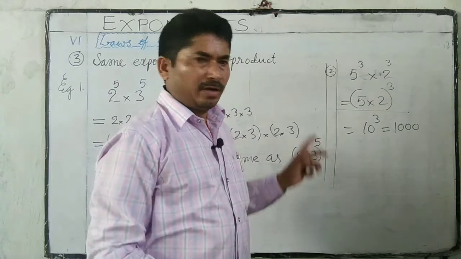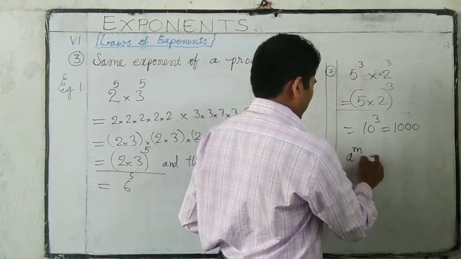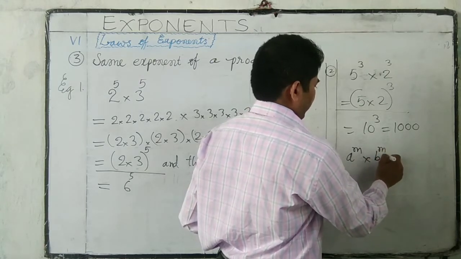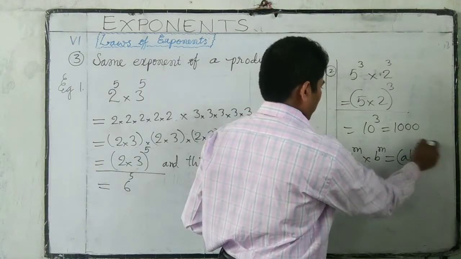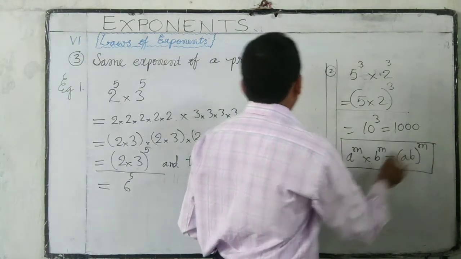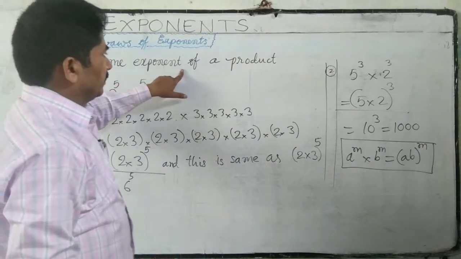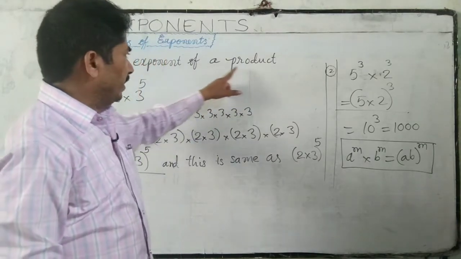we can write a formula. A to the power of m into b to the power of m is equal to ab whole to the power of m. This is the formula. Same exponent of a product.